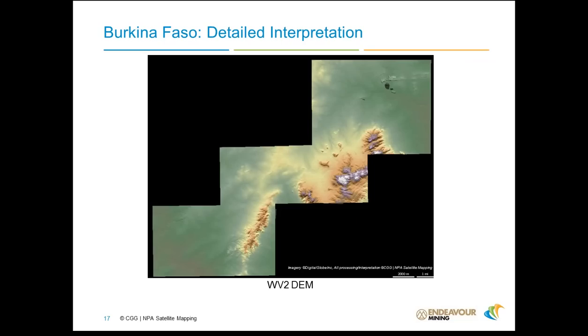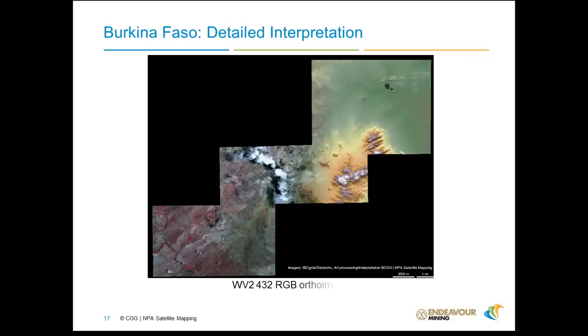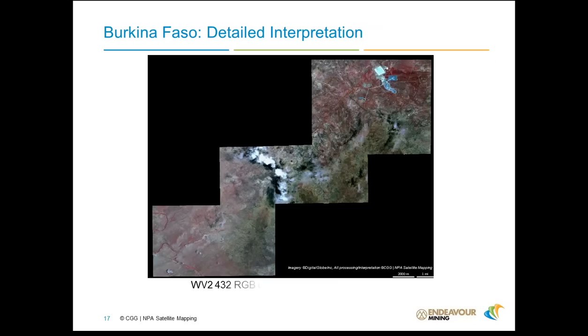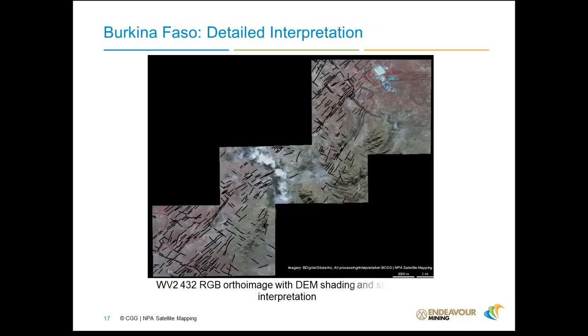This slide focuses on the detailed interpretation from the high-resolution elevation model and subsequent high-resolution image. It shows the elevation product which you've seen previously, the ortho image, and then the 1 to 10,000 scale detailed interpretation, which shows quite a dense spread of lineaments across this region.